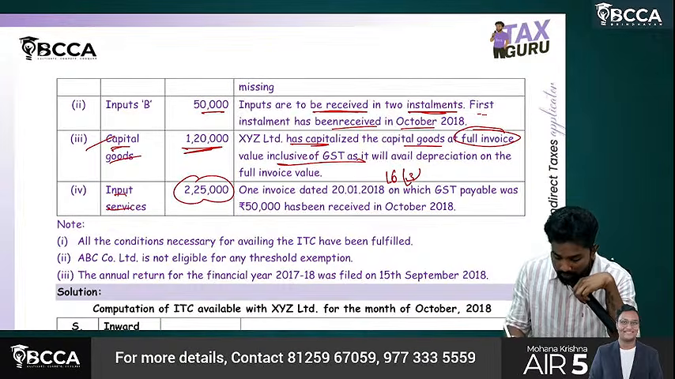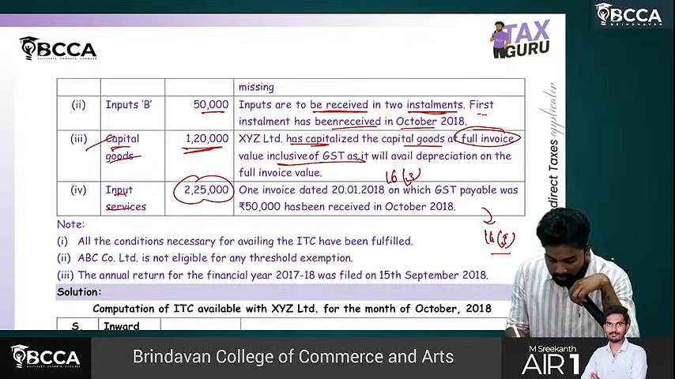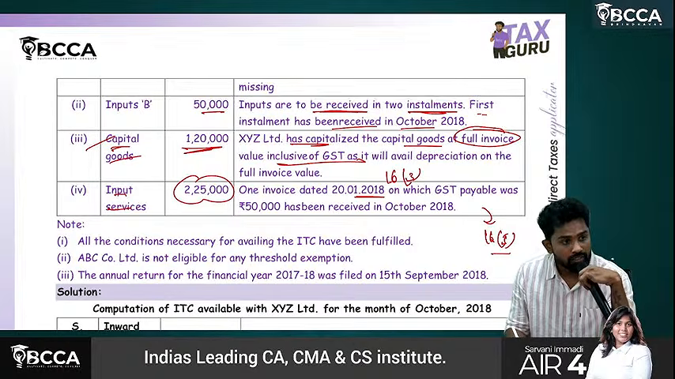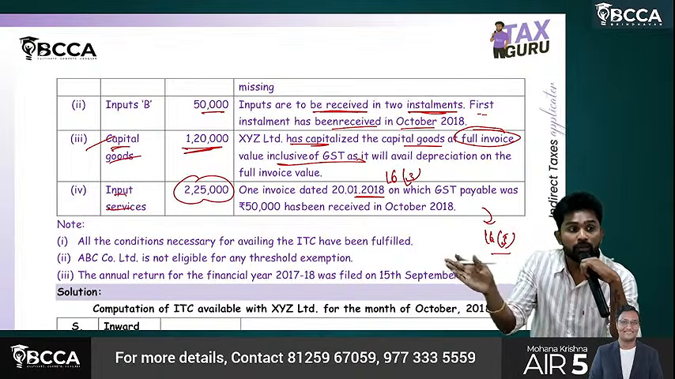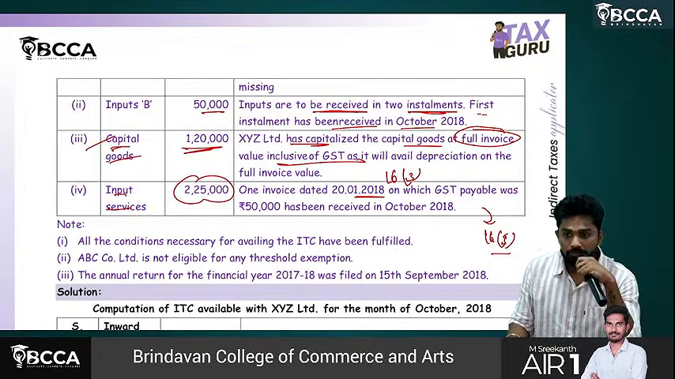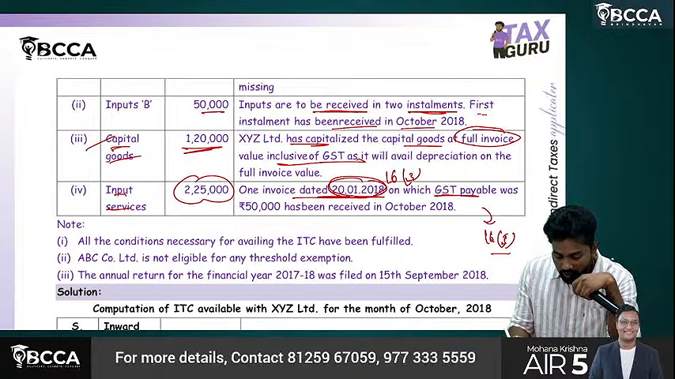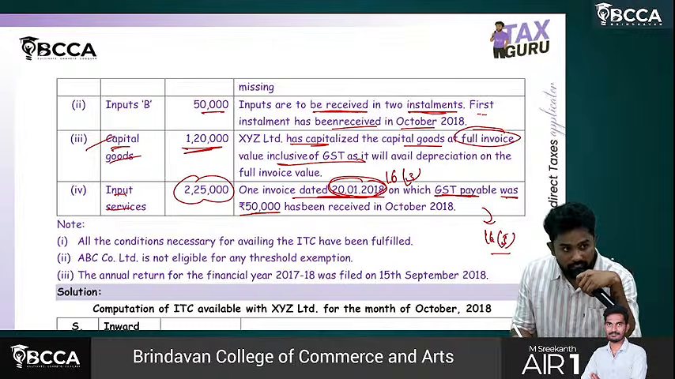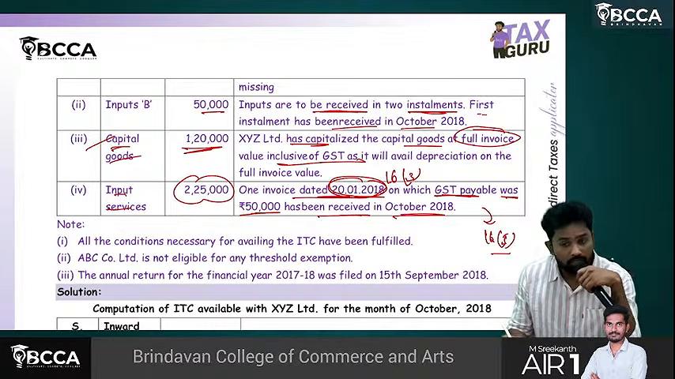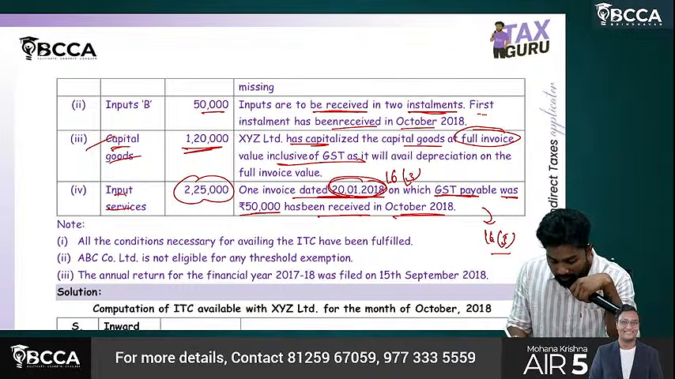Okay, sir, here don't include 16 subsection 5 because this is related to 2018. Now there is an extended time limit given under 16 subsection 5. Sir, this point is related to what? One invoice dated 20th January 2018 on which GST payable was what? 50,000 has been received in what? October 2018. Sir, actually they cannot avail ITC.